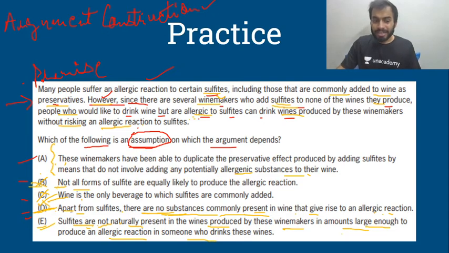So now D was talking about other substances, right? But the passage here is talking about sulfites. So E is a stronger proposition because E is telling us that sulfites are naturally present, in an amount which is large enough to produce allergic reactions, right? So E is giving me an even stronger proposition.